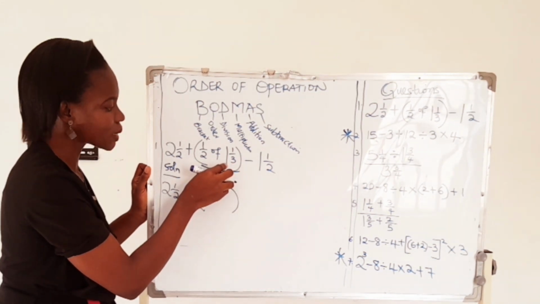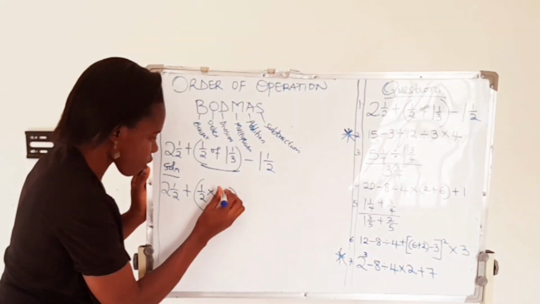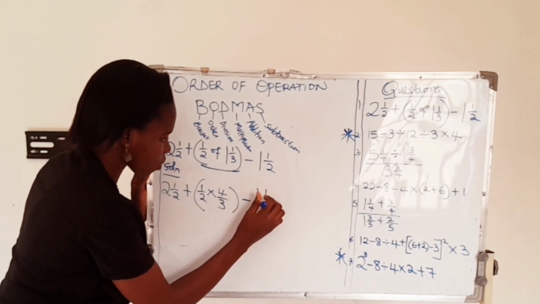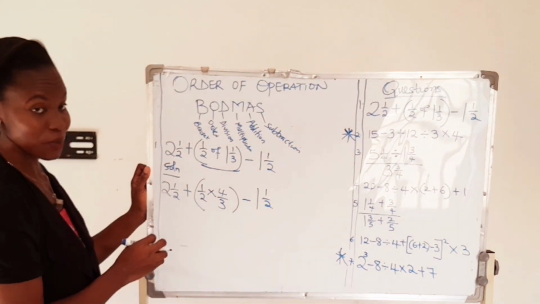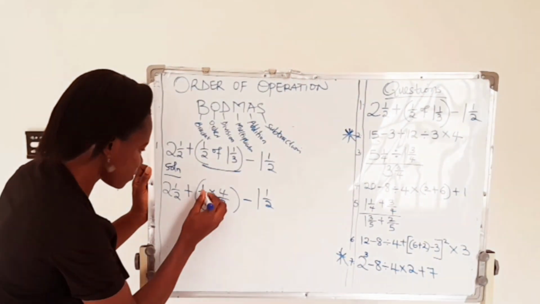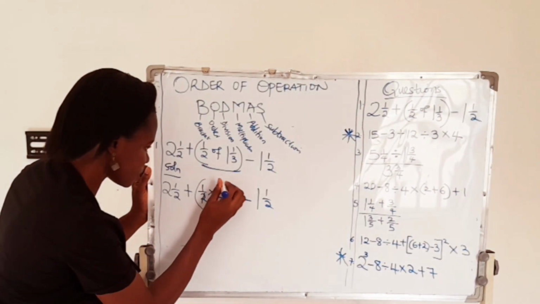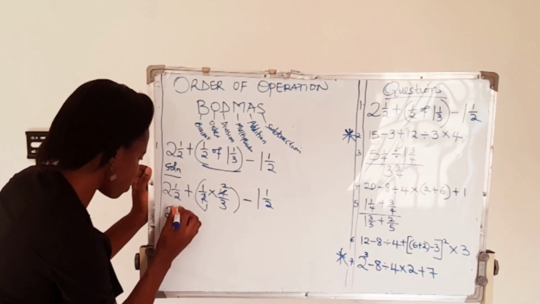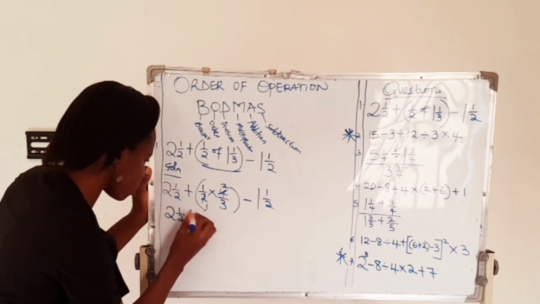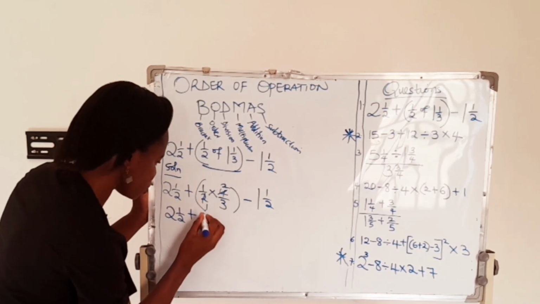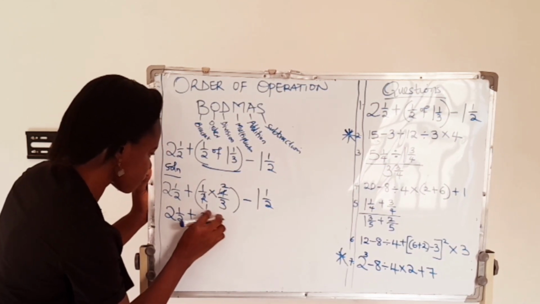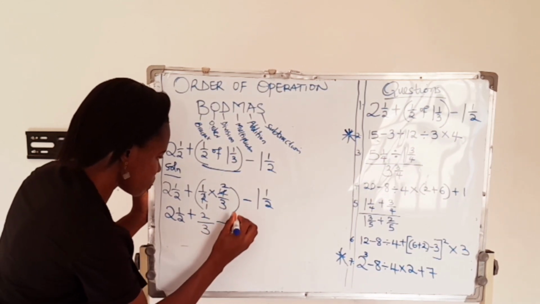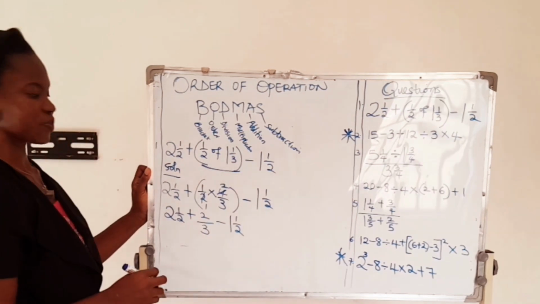3 times 1, 3 plus 1, we have 4 over 3 times 1 over 2. Hope you're getting it. Alright, so we solve this. 2 times 1 is 2. So as I'm bringing it down, I have 2 whole number 1 over 2 plus 1 times 2 is 2 over 1 times 3 is 3 minus 1 whole number 1 over 2.